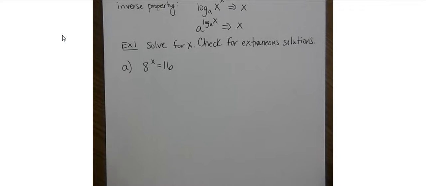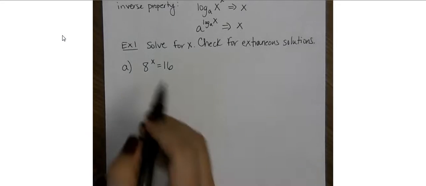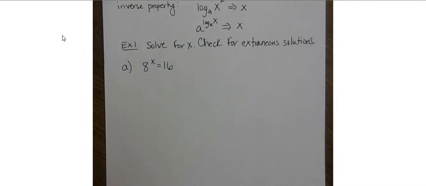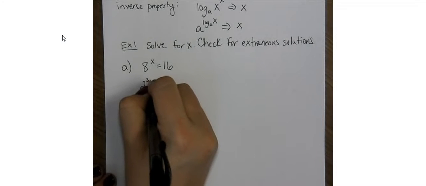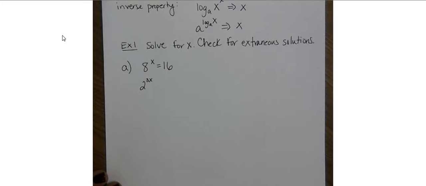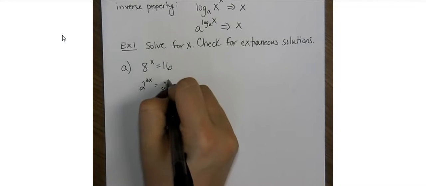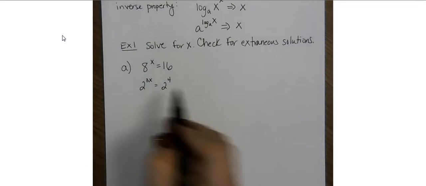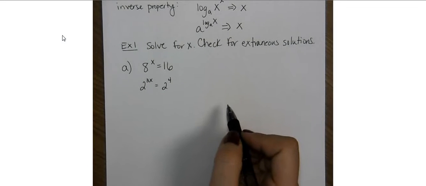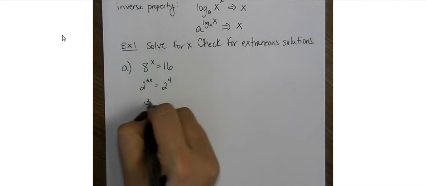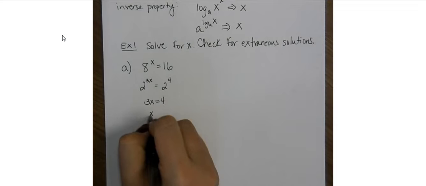Here, you want to think about if it's in exponential form, can you make it so that you can use the one-to-one property? Is there a base for 8 and 16 that we can make match? 8 I know is 2 cubed, so this is the same as 2 to the 3x. Then I want to see if I can make 16 match. In this case, I can. 16 is 2 to the 4th power. So now I can apply the one-to-one property. I have a base of 2 for both of them, so I can just set those exponents equal to each other. So I have 3x equals 4, so therefore x equals 4/3.